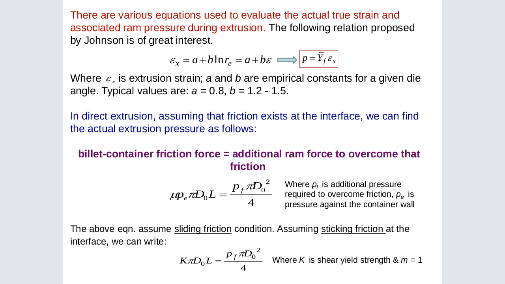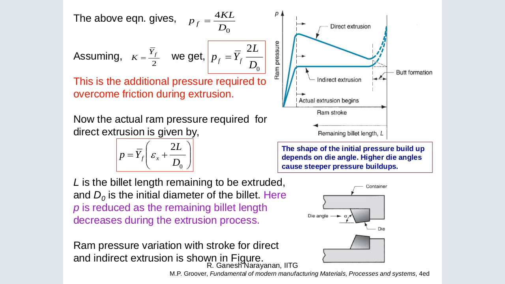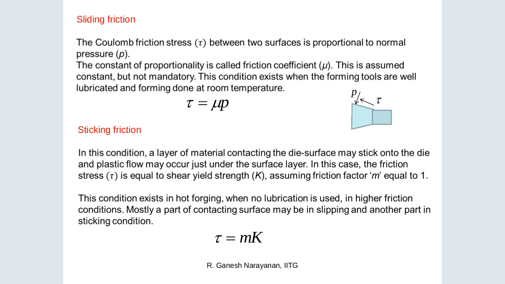There are various equations used to evaluate the actual true strain and associated ram pressure during the extrusion. The following relations proposed by Johnson are of great interest. These are formulas that are used to calculate the extrusion strain, where epsilon_x is the extrusion strain, and a and b are empirical constants of the given die and angle. So in case a question is asked, you will need to use these formulas in the calculation. We can see the above equations that are used.